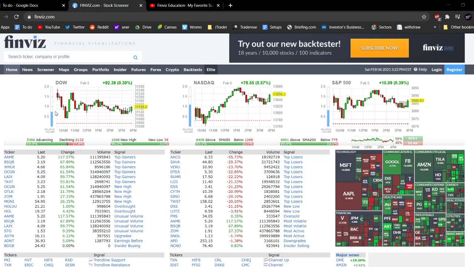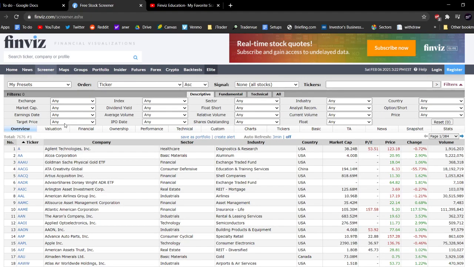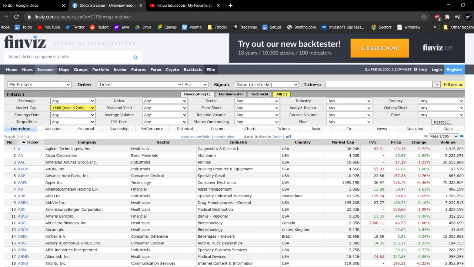So the first thing you're going to do is you're going to go over to finviz.com, and then you're going to go over here to the screener tab. And then once you're on the screener tab, the first thing that we're going to do is we're going to go to descriptive, and we're going to change market cap to over 2 billion. So pretty much we're scanning for stocks that are worth over $2 billion. So we're not going to be trading any micro cap or nano cap stocks. We're looking for strong companies that are actually worth something.